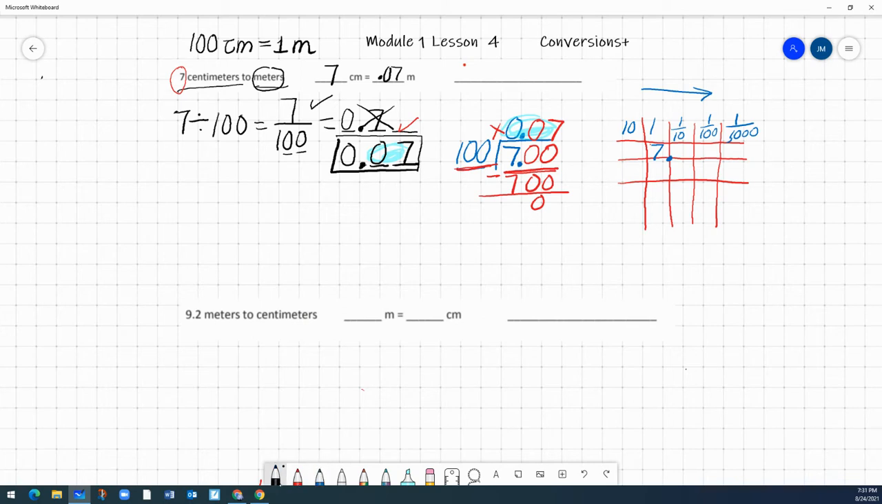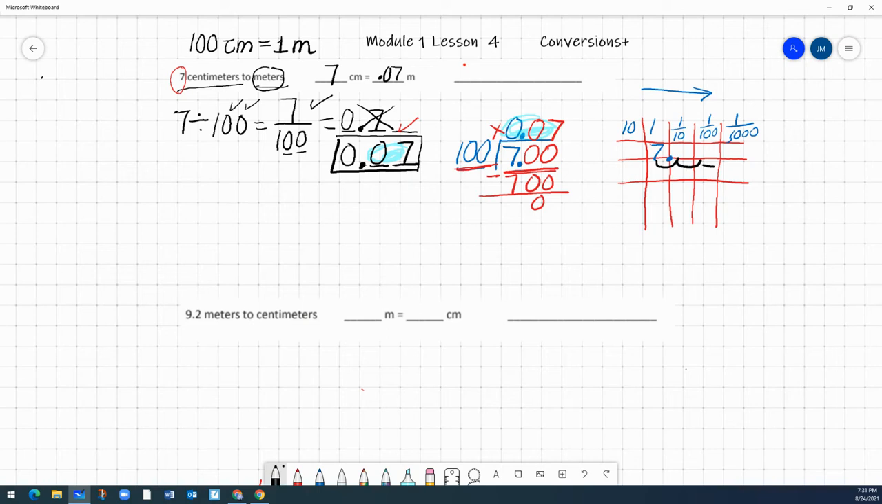Okay. So the 7 is going to move how many times? Well, we always look at the number that is dividing. 1 meter equals 100 centimeters. So this has 2 tens. That means that we need to move the 7 to the right 2 times. That's divided by 10 and divided by 10.